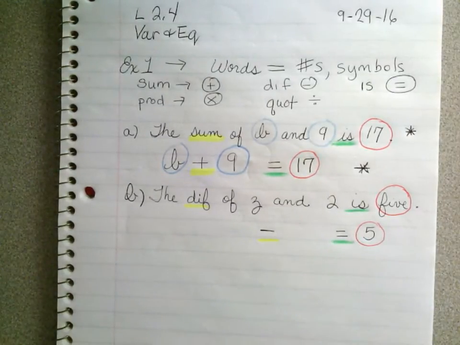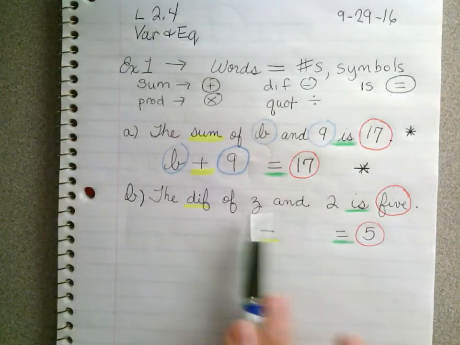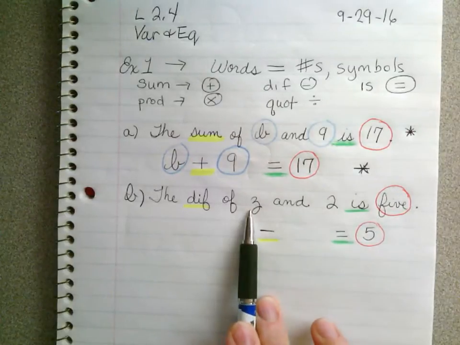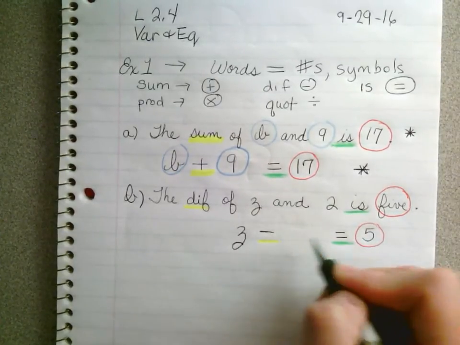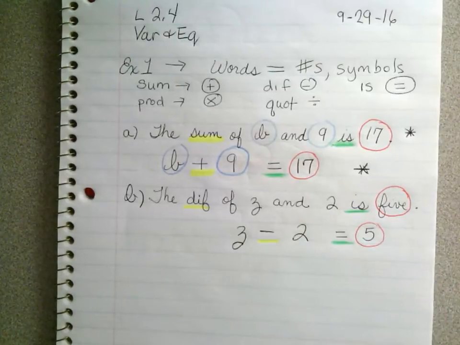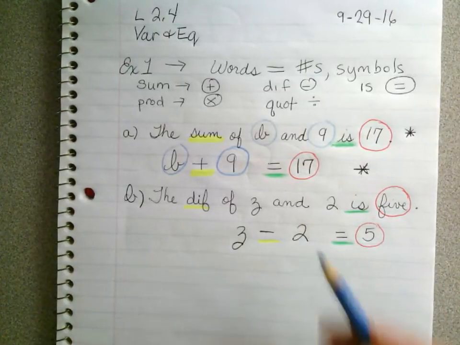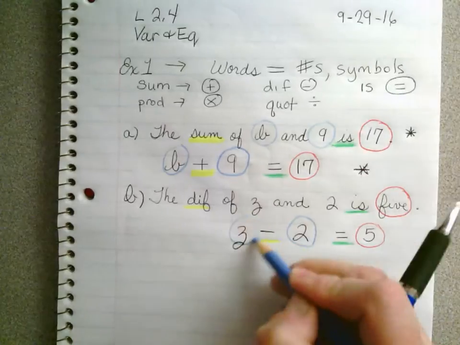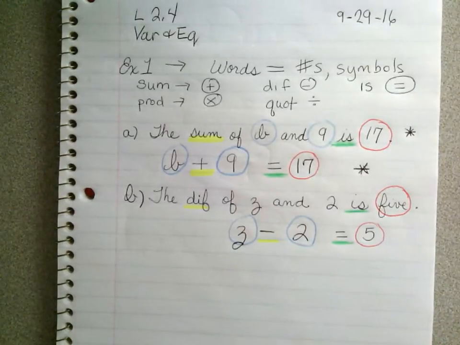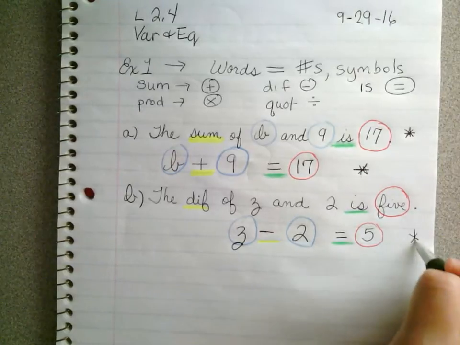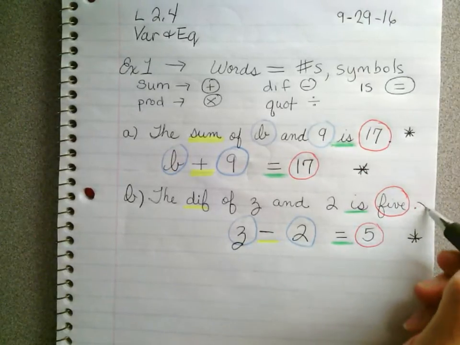Now, some of you might say, well, how do I know? I know subtraction can be tricky. All they're saying here is the difference between these two terms, z and 2. They didn't give me anything weird. There are some things you're going to see later on that might make it look a little trickier, but z minus 2 is 5 represents the difference of z and 2 is 5.